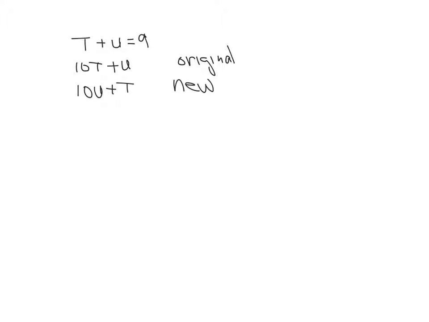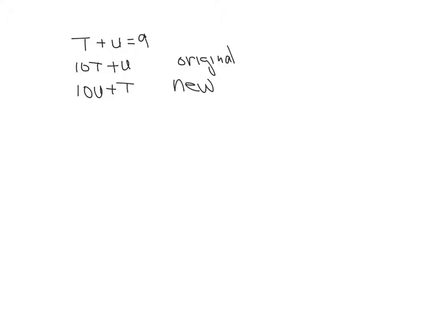Alright, let's look at 107.2 example. So 107.2 says the sum of the digits of a two-digit counting number is 9. So it's very similar to the last one. When the digits are reversed, the new number is 45 less than the original. Okay, so the original is going to be 10t plus u, and that's my original. My new one is going to be 10u plus t, because I switched the digits around.